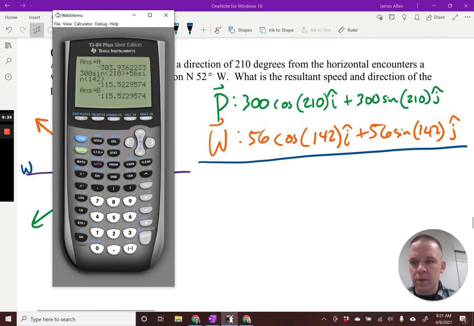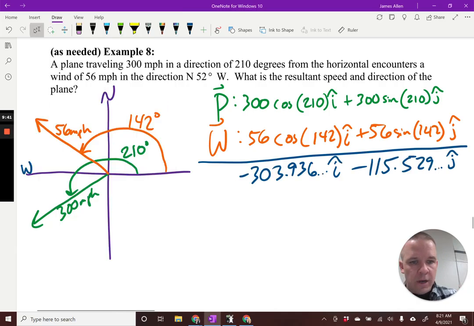Okay, all righty. So we've got our values stored in the calculator for A and for B. As you can see, I got negative 303.936, so on and so forth, and then negative 115.5229, so on and so forth. All right, so we got them stored in our calculator. Let's jot those down. And there we go. So notice a little dot, dot, dot, right? It continues on. We didn't round, we're just writing down a few values there.